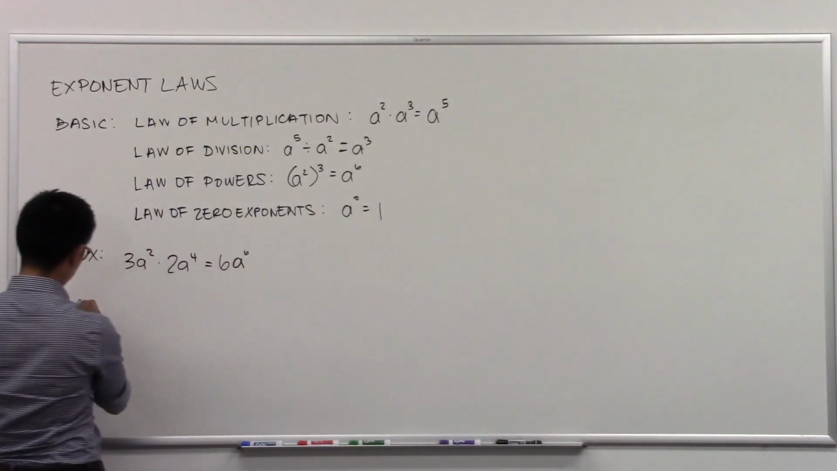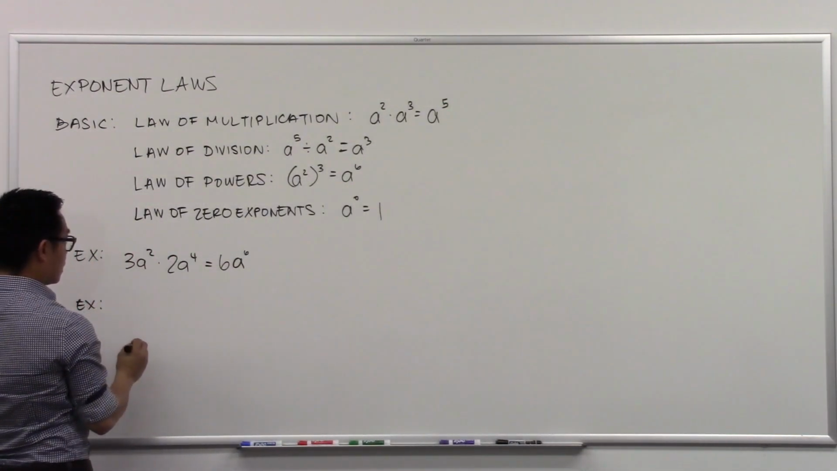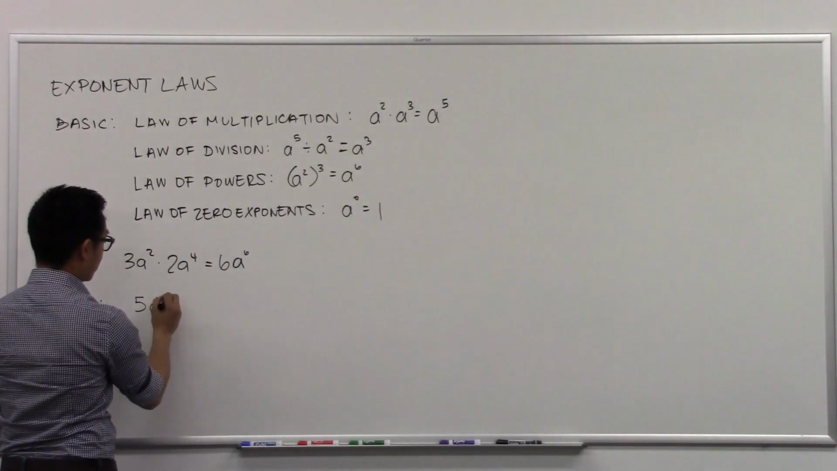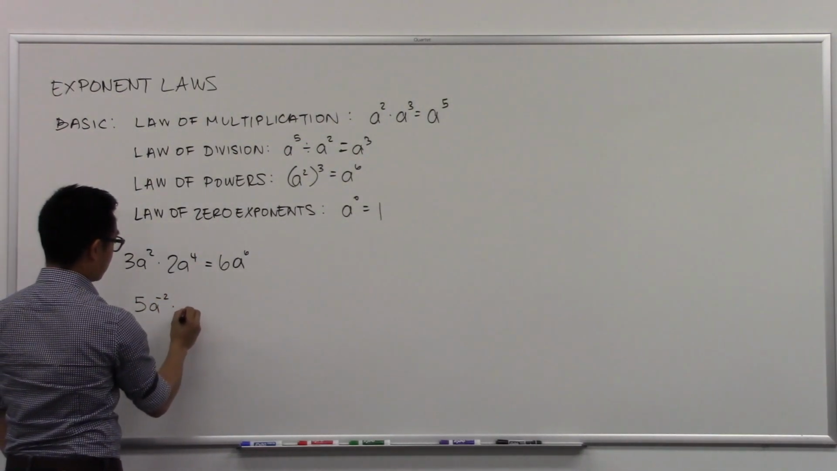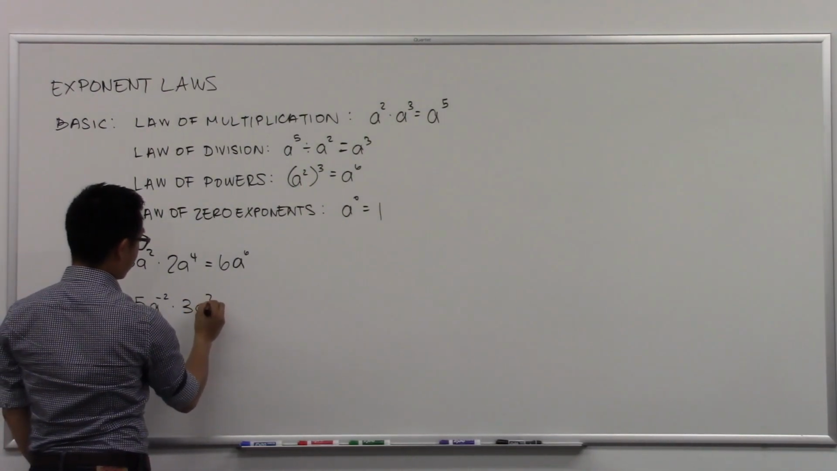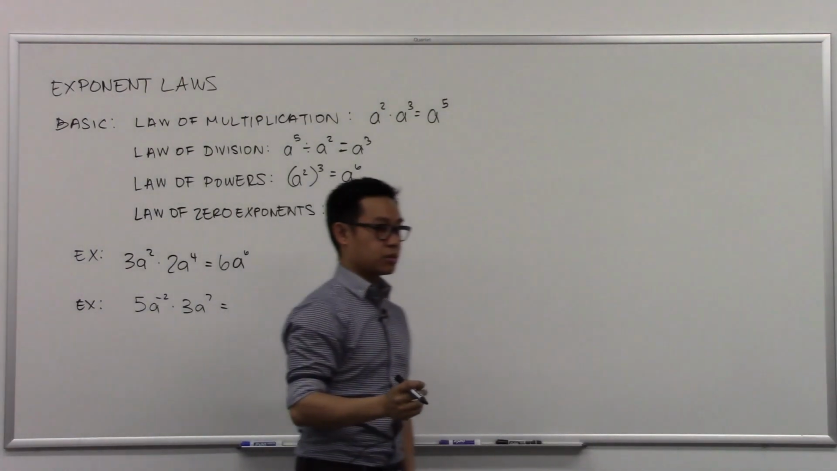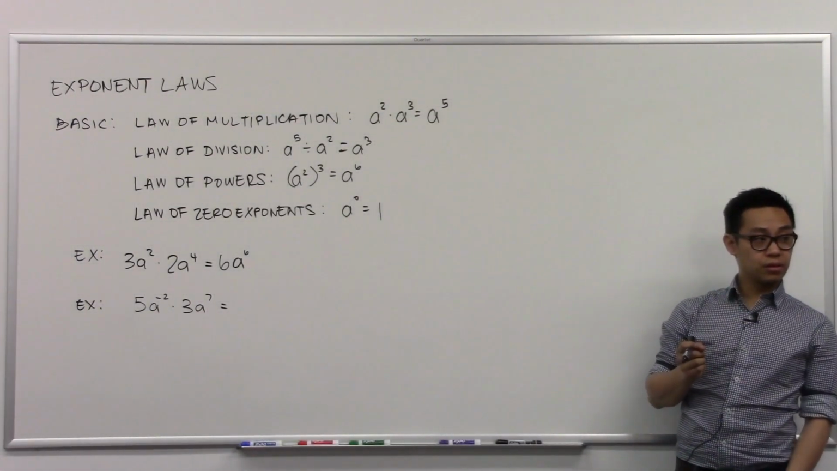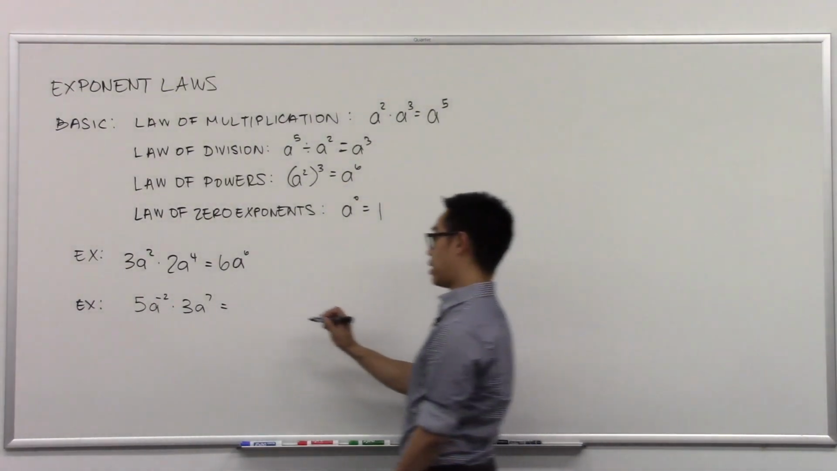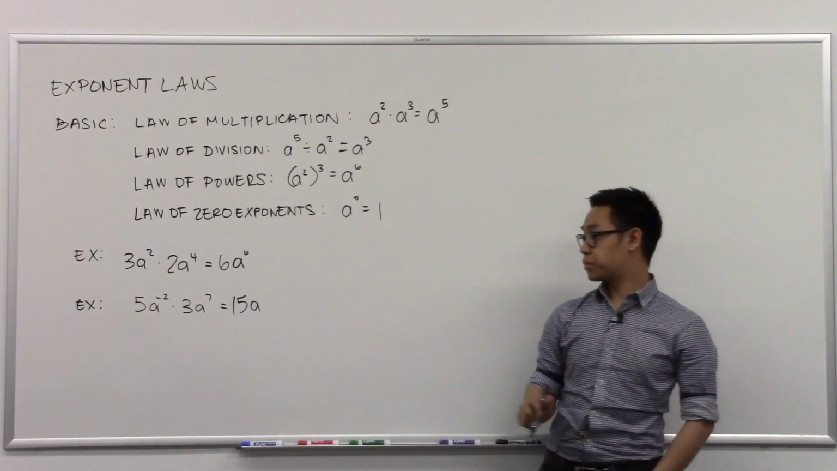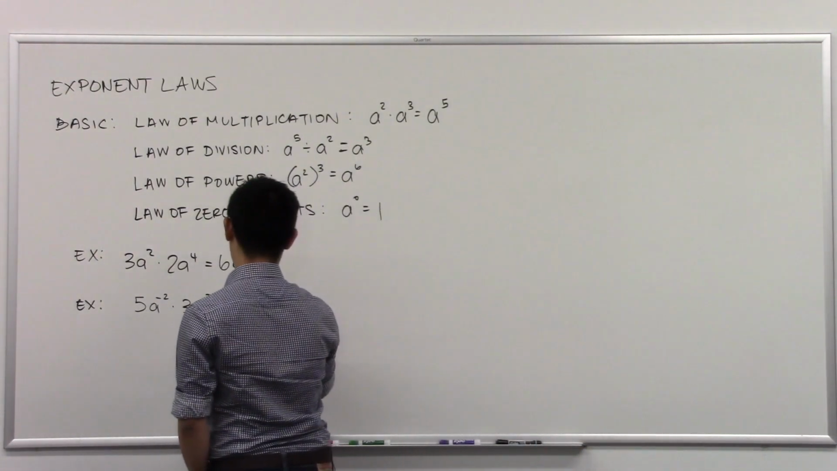Another example. If I give you 5a to the negative 2 times 3a to the 7, this equals what? Mox? 15a. Yeah. Yeah, good. Negative 2 plus 7.